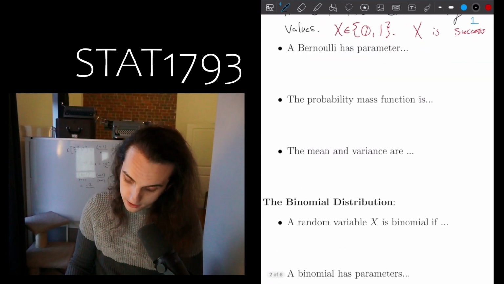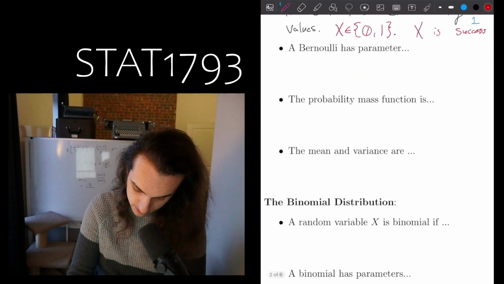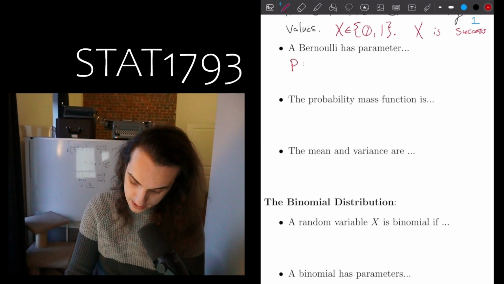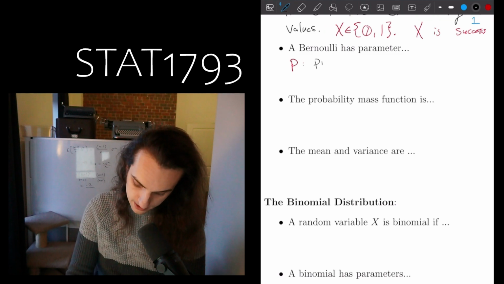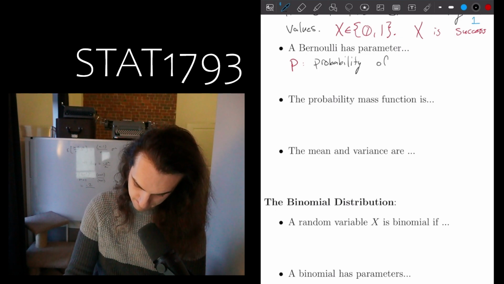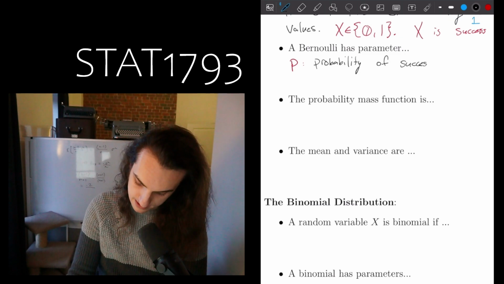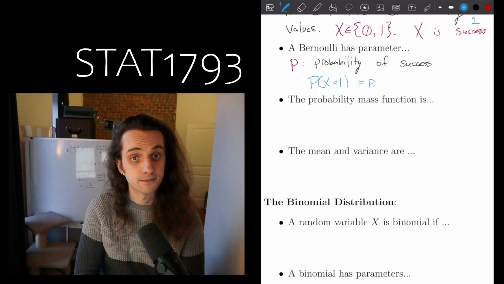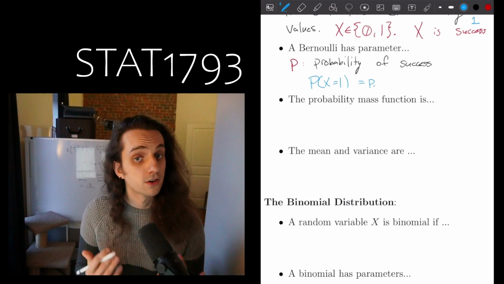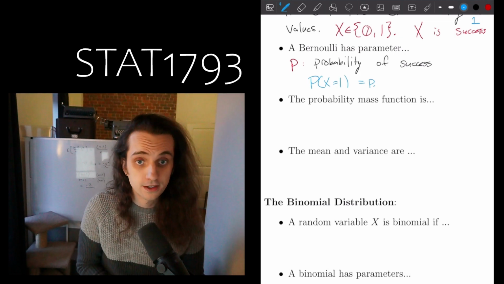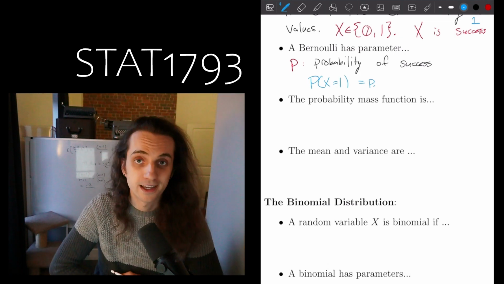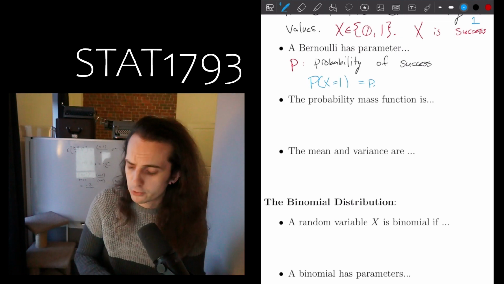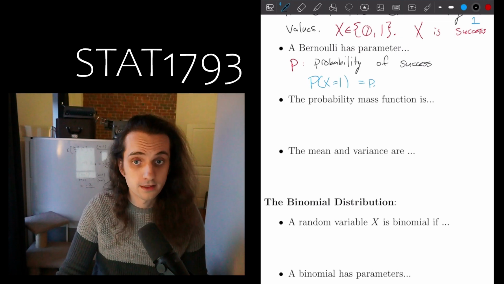The one parameter that we're going to require for a Bernoulli random variable is a parameter that we will call p, and this parameter is the probability of success. So how likely is it that x equals 1? In other words, the probability that x equals 1 is going to equal p. If you're flipping a coin, p is going to be 1/2. If you're seeing whether a plane lands safely, p is going to be 99.999 and so forth.